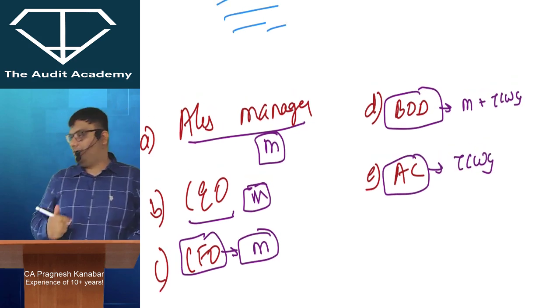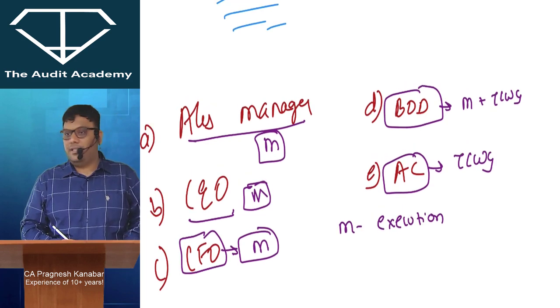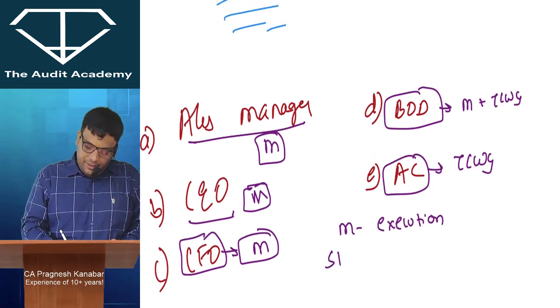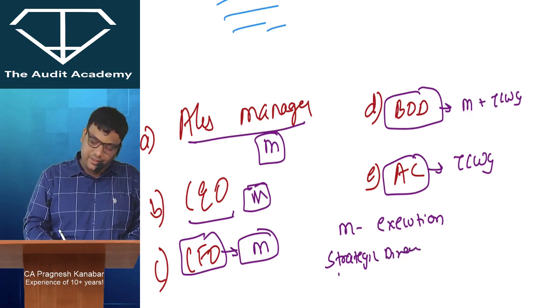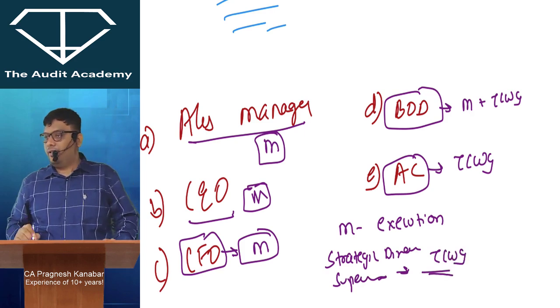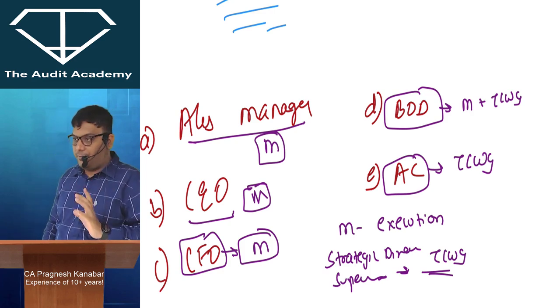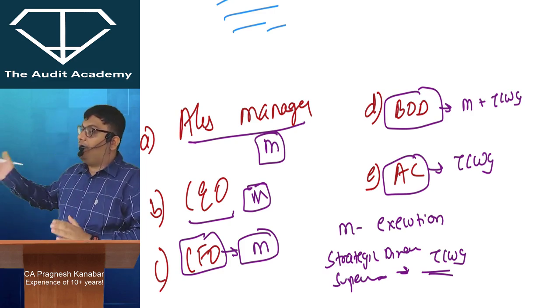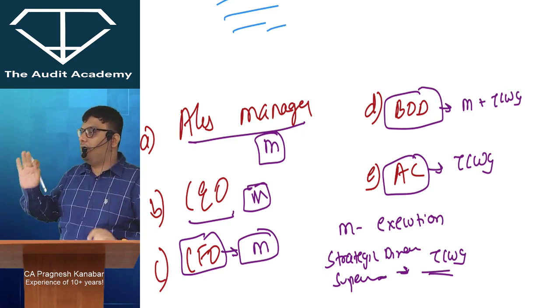How do I decide? Anyone who is responsible for execution is management. And the one who gives strategic direction, not only strategic direction, the one who supervises the management, is those charged with governance. All right. So I repeat, the one who executes is the management, and the one who gives strategic direction and performs supervisory activities and who supervises the management is those charged with governance.